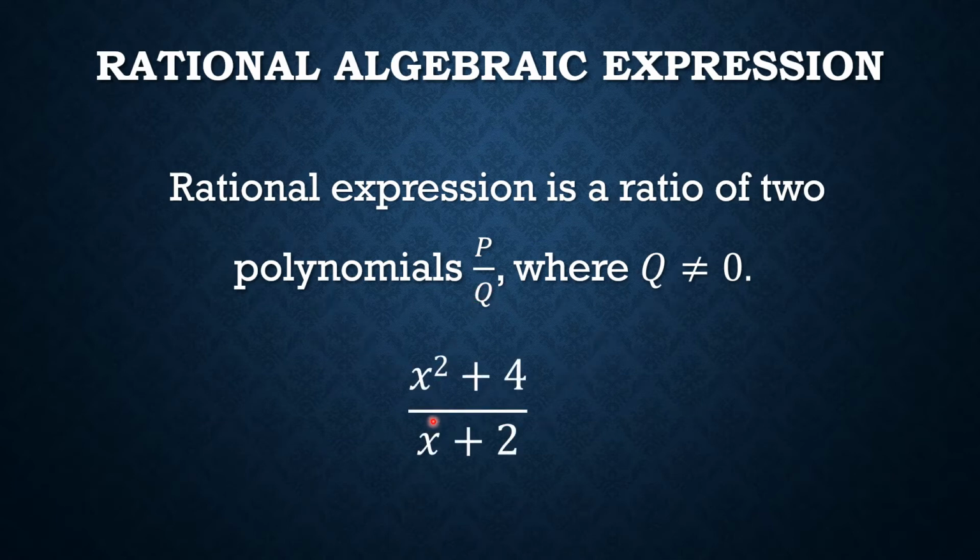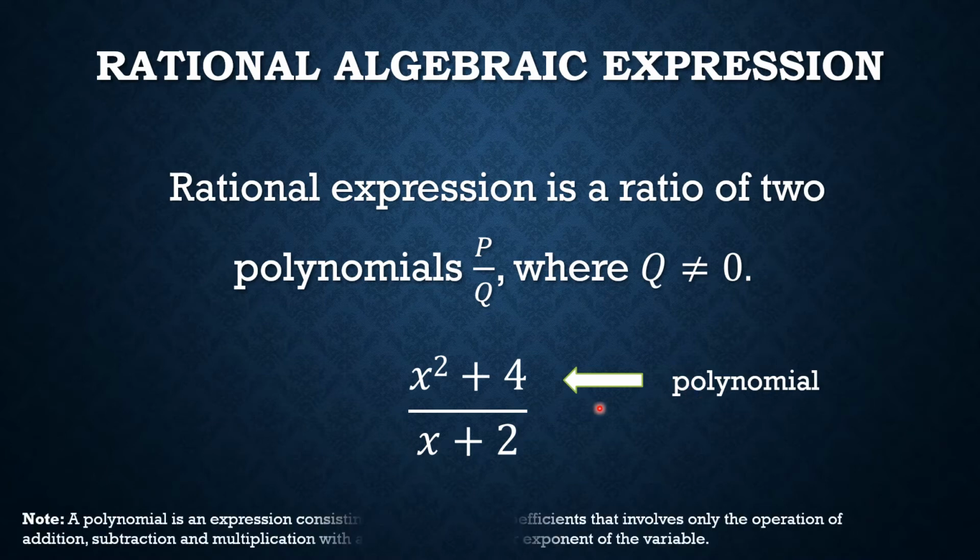So for example, meron tayong x squared plus 4 all over x plus 2. So notice that meron tayong numerator na x squared plus 4 at meron tayong denominator na x plus 2. And as you can notice, ang ating numerator ay polynomial. Okay, so ano nga ba ulit ang polynomial? A polynomial is an expression consisting of variables and coefficients that involves only the operations of addition, subtraction, and multiplication with a non-negative integer exponent of the variable.